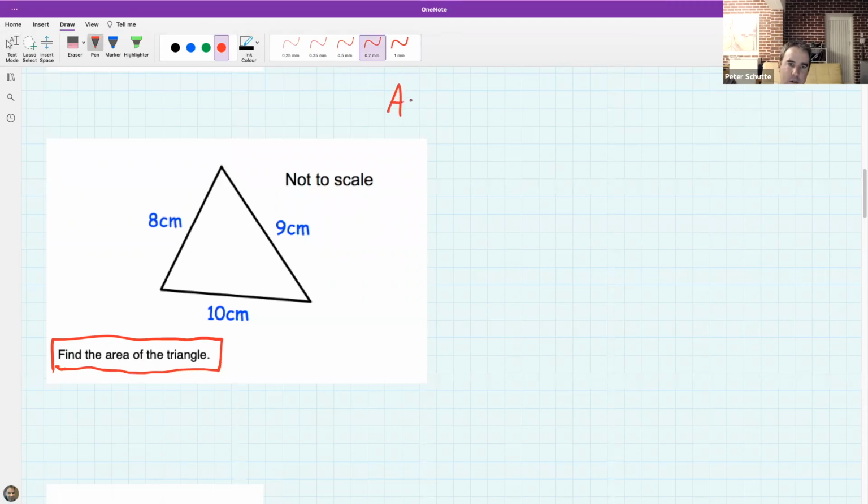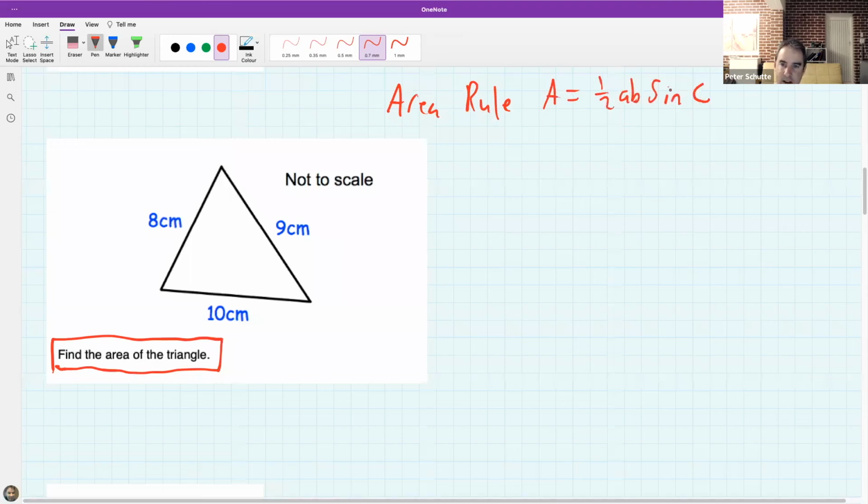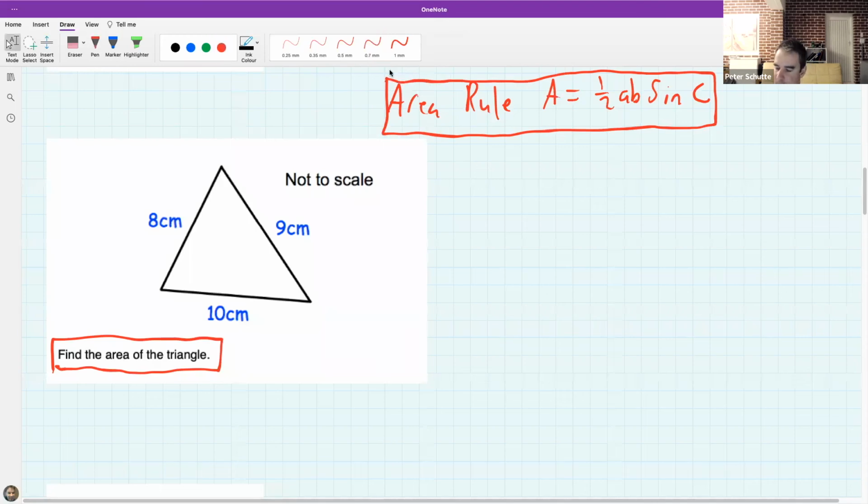I'll write down. Back in lesson 2, which seems like a long time ago, we learned about something called the area rule. It can often be written as a half AB times the sine of C. Now, how you use that information is up to you, but I think it might be helpful. Who has a strategy? Okay, who would like to raise their hand to propose an idea for how to do this?